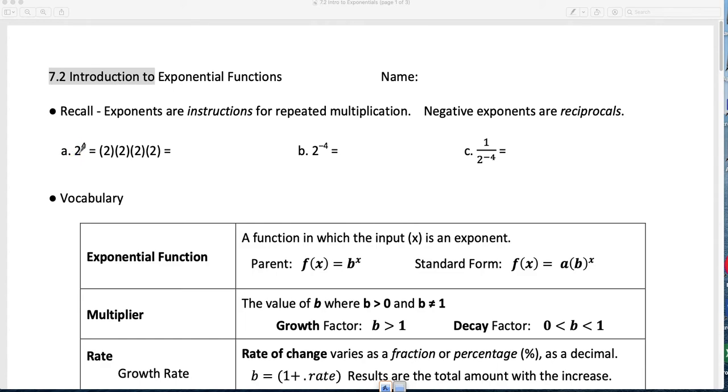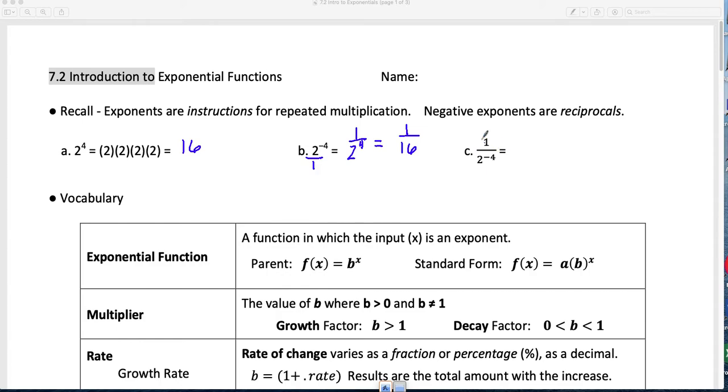Let's review it a little bit. So 2 raised to the 4th power says, multiply 2 to itself 4 times. 2 times 2 is 4, 2 times 4 is 8, 2 times 8 is 16. And of course you have a calculator, so you don't necessarily have to do that in your head. All right, so I've got 2 to the negative 4th. Well, the reciprocal of that would be 1 over 2 to the 4th power. That's the reciprocal, and I know 2 to the 4th is 16. That's going to give me 1/16.